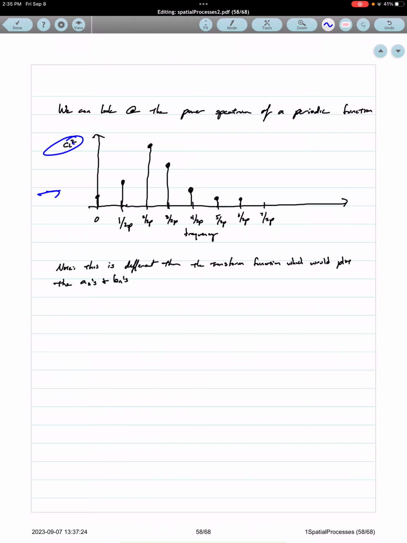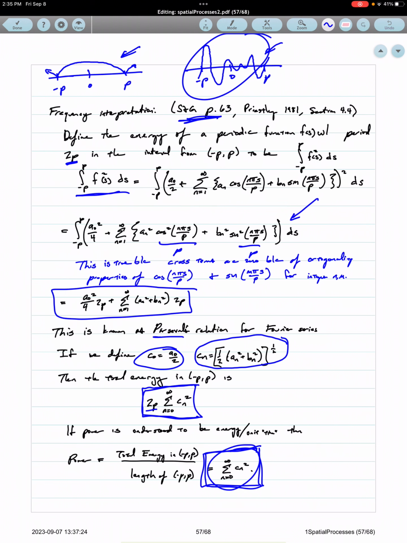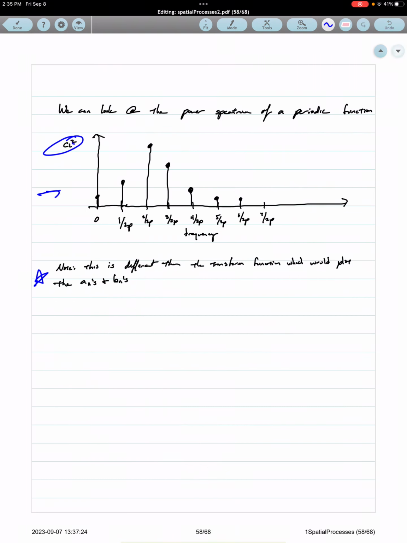So I have this note which just says that we're looking at the CNs rather than the individual ANs and BNs, which could be positive and negative, and of course the ANs and the BNs are tied to a specific frequency, which arises from the argument of the cosine and sine function. But when we're just looking at total energy, we don't need to look at the ANs and the BNs individually.